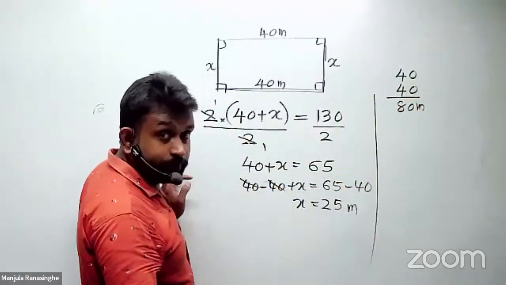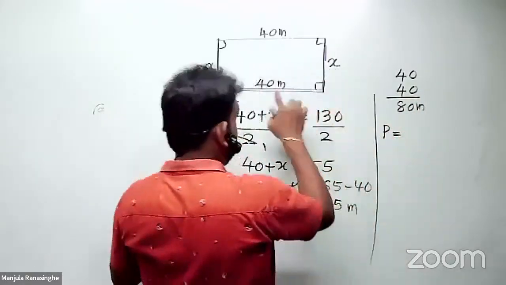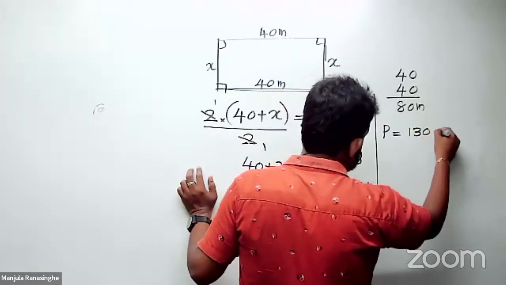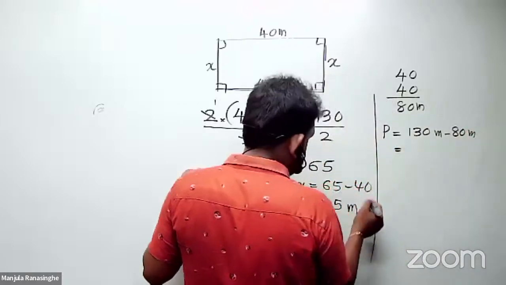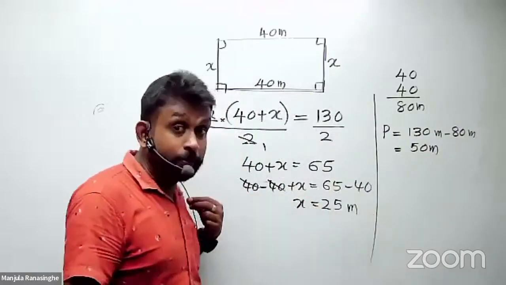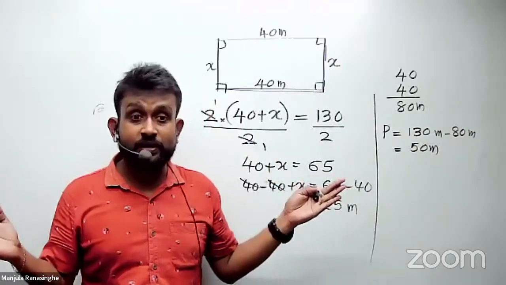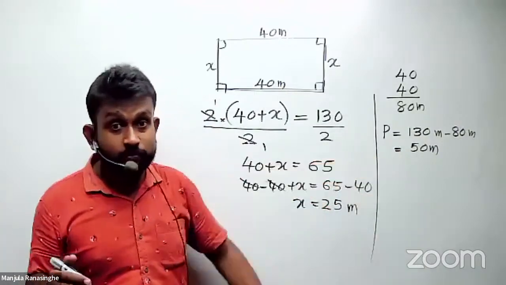Then from the perimeter you subtract the sum of the two lengths. 130 meters subtract 80 meters, then that gives you 50 meters. So that is the sum of two breadths. Then how do we find one breadth? Just you have to divide by 2.